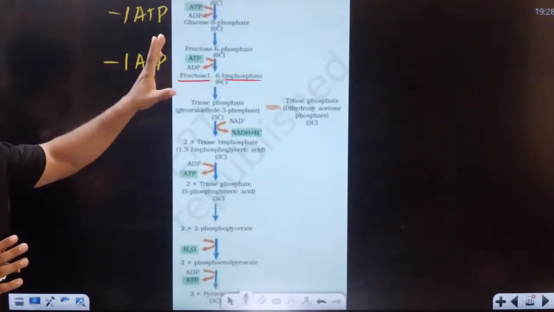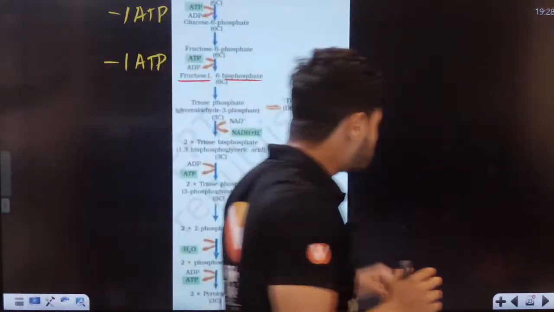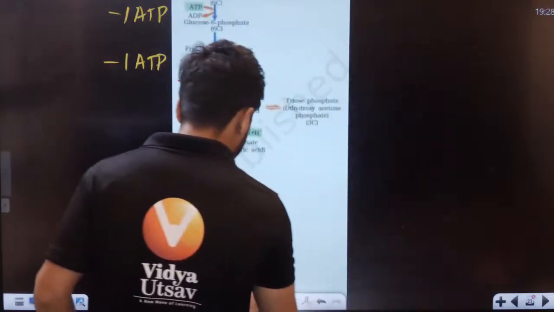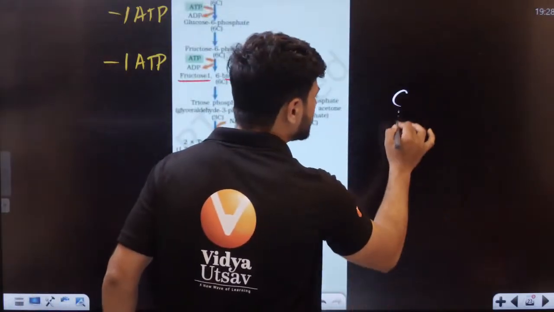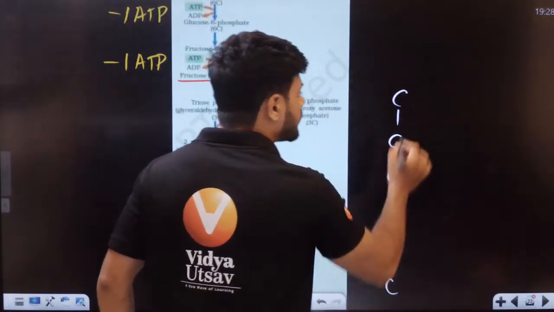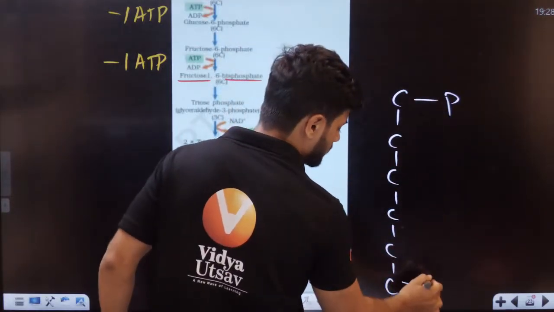Fructose 1,6 bisphosphate. Okay. Now, students, what happens? Understand, students. This entire fructose, this is how it looks. Carbon 1, 2, 3, 4, 5, 6. Here we have a phosphate, and here I have a phosphate.